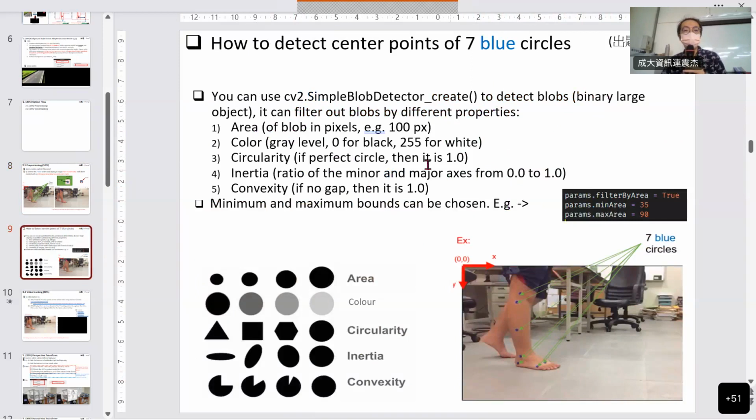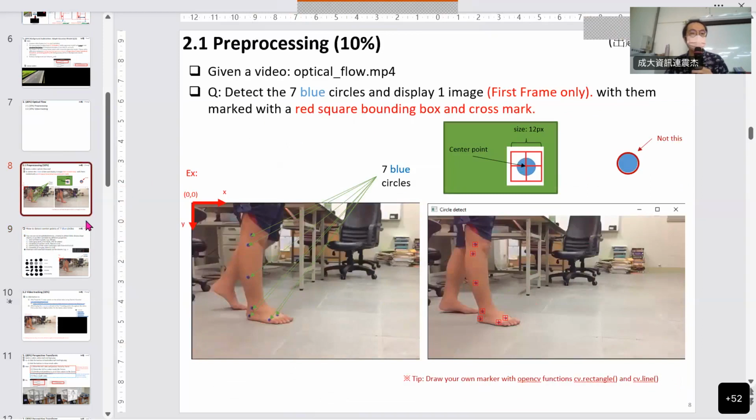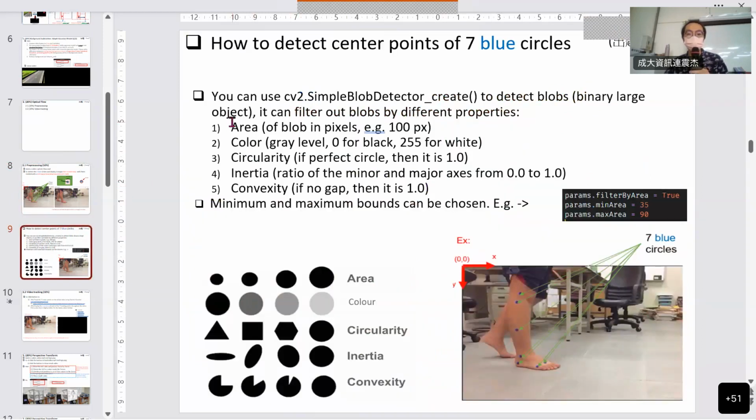And this function has several parameters. There's some sample here, and you can change it until you detect the blue circles, as the result here, the 7 blue circles. There are some parameters like area, which is how big your blob is, and color, circularity, inertia and convexity. I can explain them to you.